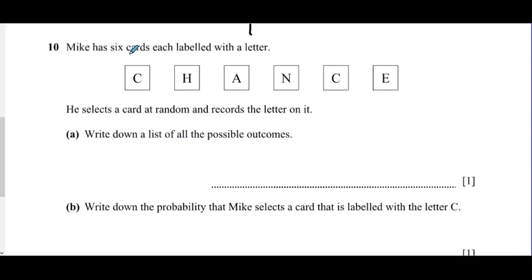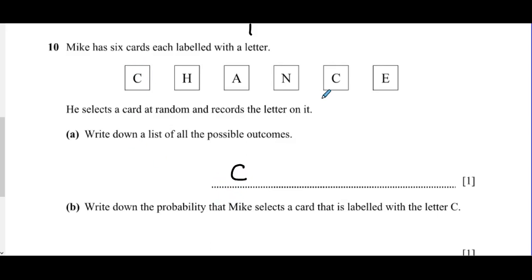Okay, Mike has 6 cards, each labeled with a letter. We have the first card labeled C, second labeled H, and so on until the last card labeled E. Now he selects a card at random and records the letter on it. Question A, write down a list of all the possible outcomes. Okay, so the first possibility is that Mike can select a card labeled C.